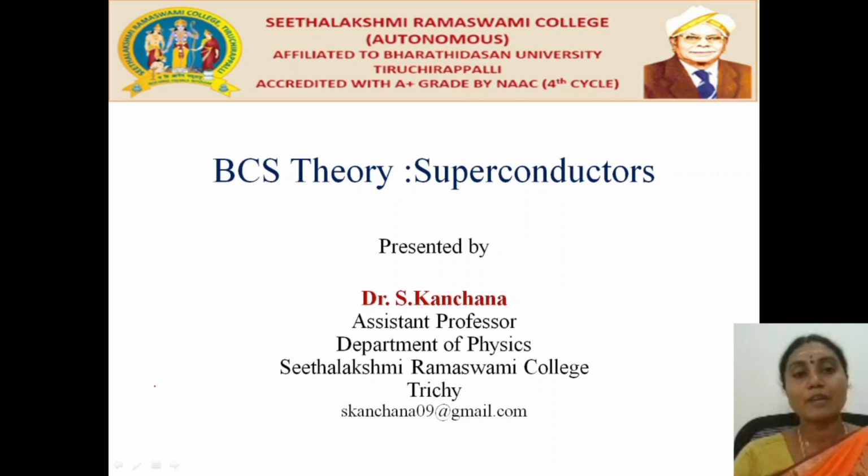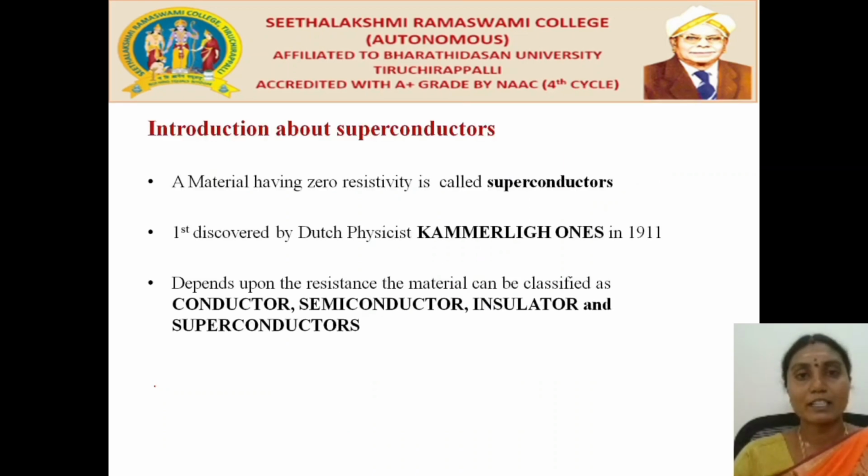I am going to explain BCS theory under superconductivity. Before going to BCS theory, a small introduction about superconductors. What is meant by superconductors? A material having zero resistivity is called a superconductor. It was first discovered by Dutch physicist Kamerlingh Onnes in 1911. Depending upon the resistance, materials can be classified as conductors, semiconductors, insulators, and superconductors.